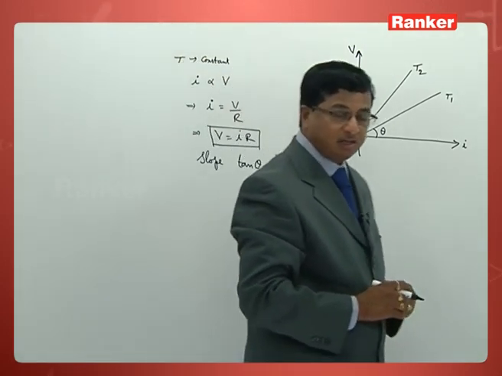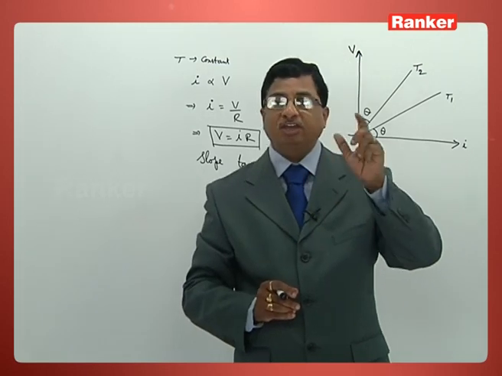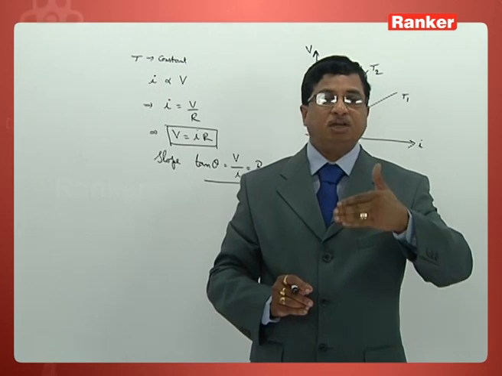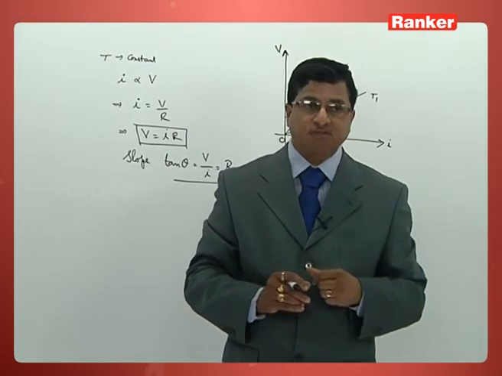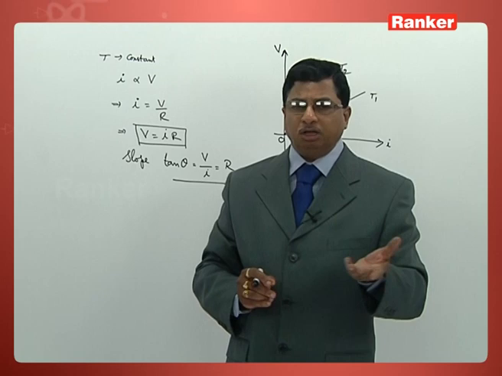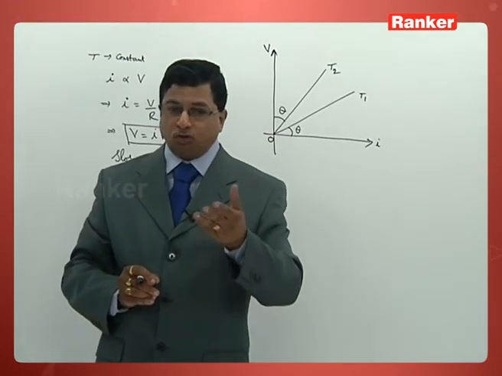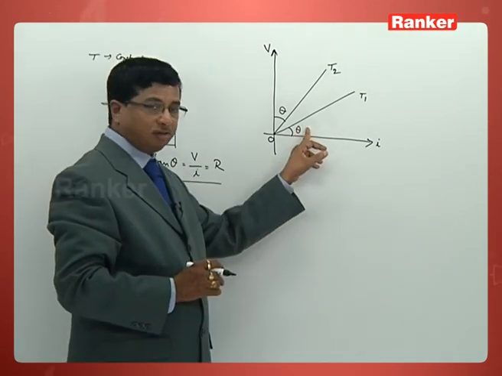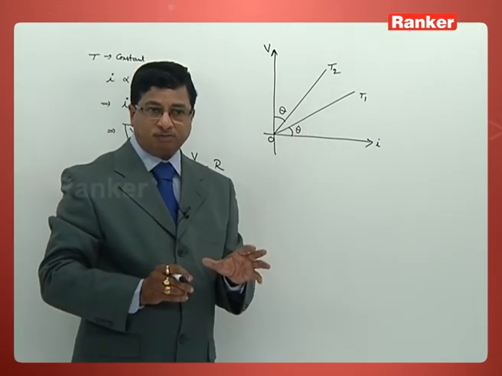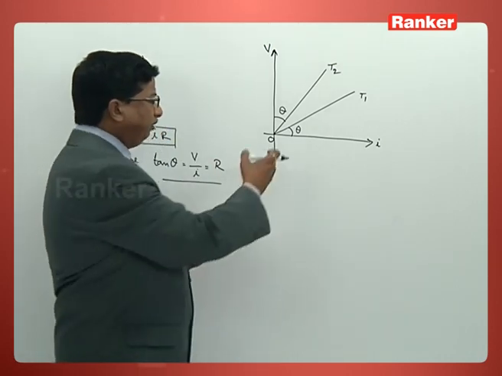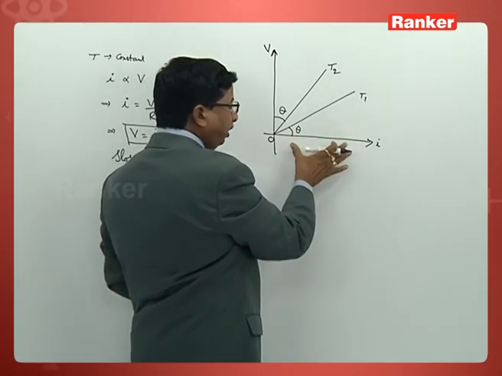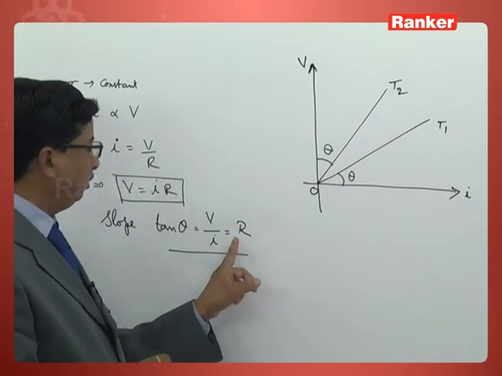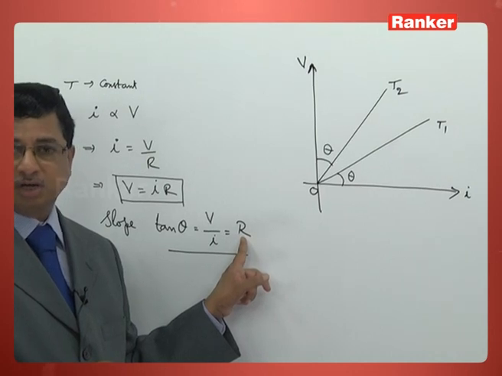So I repeat once again here, the slope of the VI graph always provides us the concept of resistance of that conductor. What does slope mean mathematically? When angle theta is taken with the x-axis, the slope is going to give us tan theta. Tan theta is y by x, that is opposite by adjacent. Then automatically we can understand that it is nothing other than the resistance.